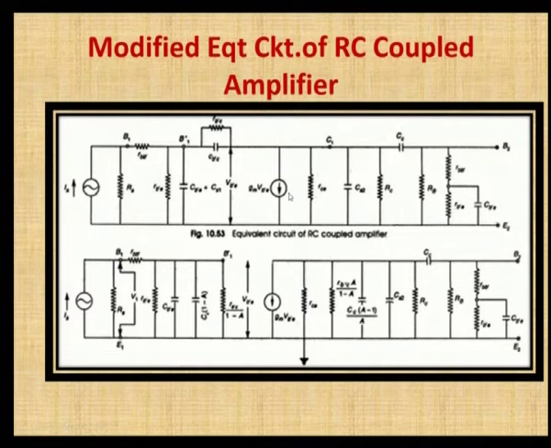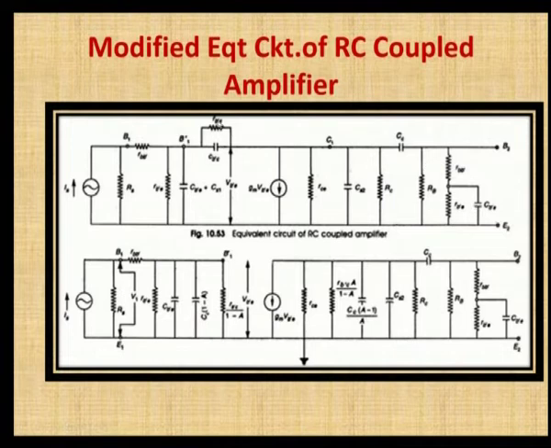Instead of H or E in the case of the hybrid model, here in the case of the hybrid pi model, it is simply gm VB'E. That is the only difference, and everything else is the same here for the second stage. For the second stage, we have given only the input part of the circuit; we have not taken the output side of the circuit, only the input side is considered.